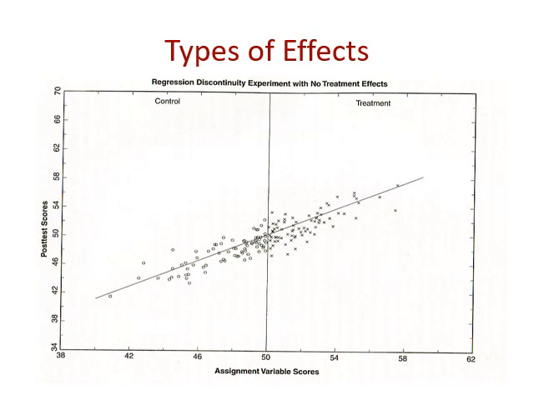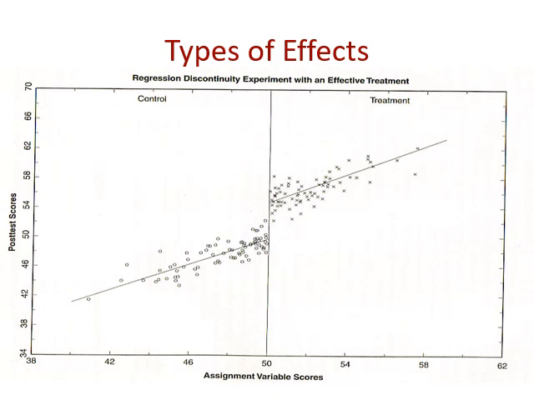What we find is no discontinuity. This would be an example of the treatment has no effect. By contrast, if the treatment had an effect, this is what we would find. We would find that discontinuity. We would find that shift up in the treatment group that was unexpected unless there's a treatment effect.